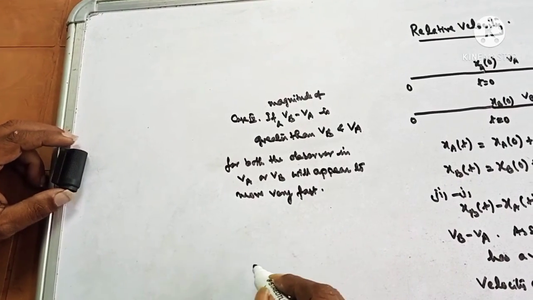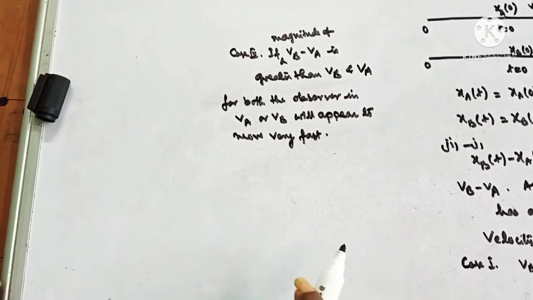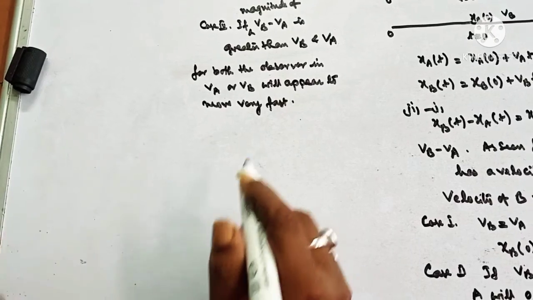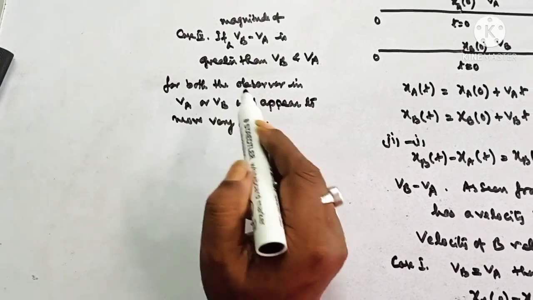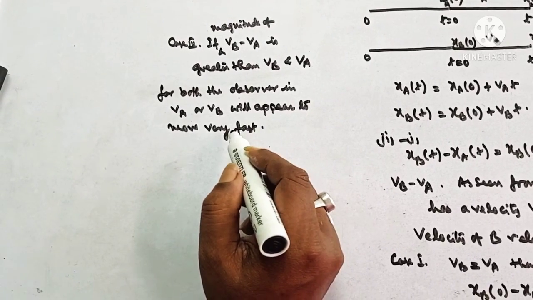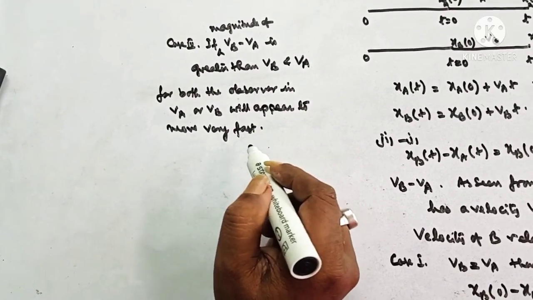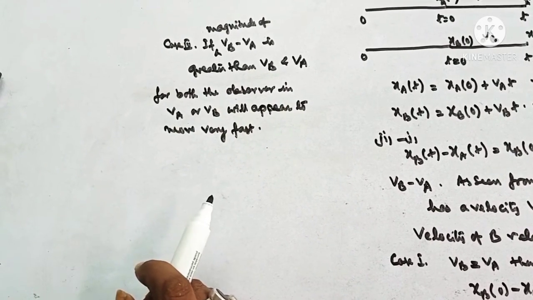So this is all about relative velocity. That is, if the magnitude of this is greater than vb, for both the observers in va or vb will appear to move very fast. So this is about relative velocity.